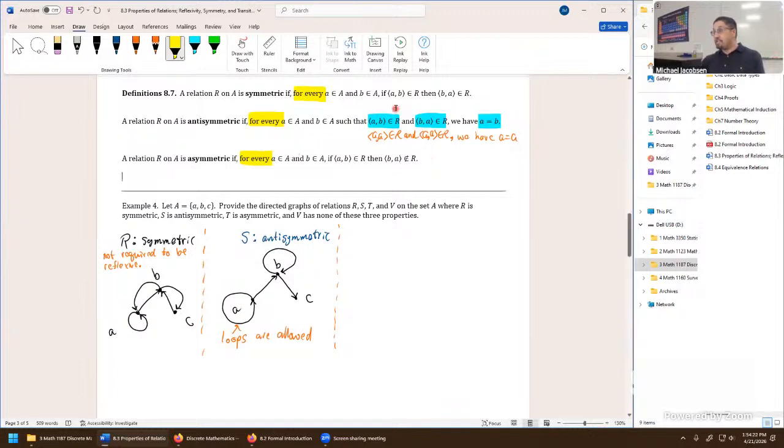Antisymmetric is essentially saying that if A is related to B and B happens to be related to A, that happens under one condition: the entries were the same. And this one is saying it never happens at all. So this one is taking out all possibilities of loops whatsoever. Asymmetric means no loops.